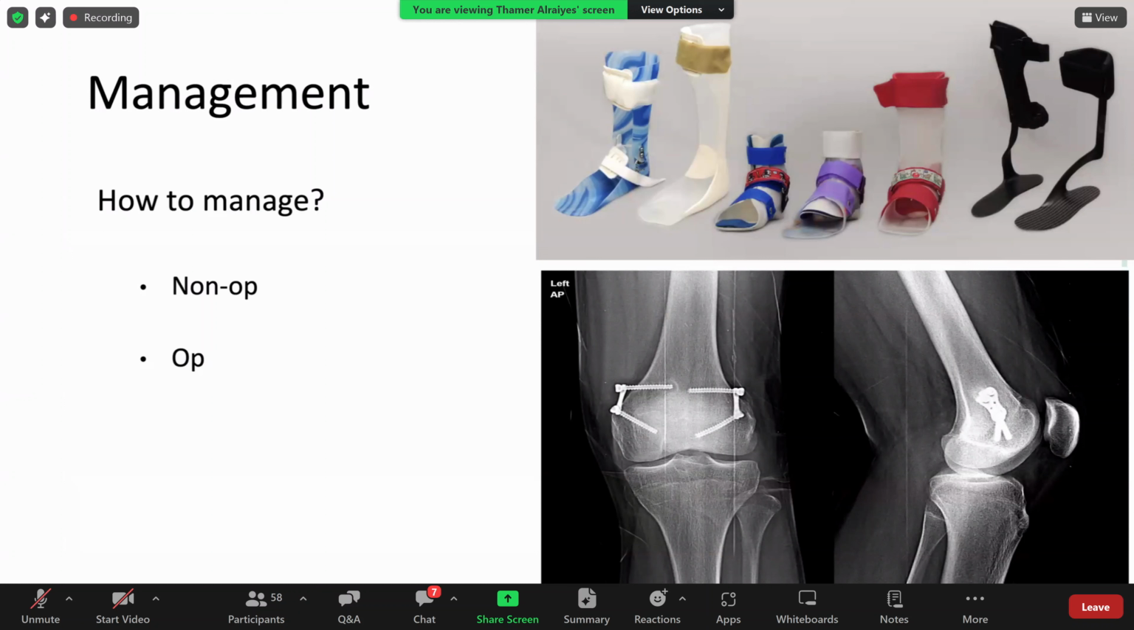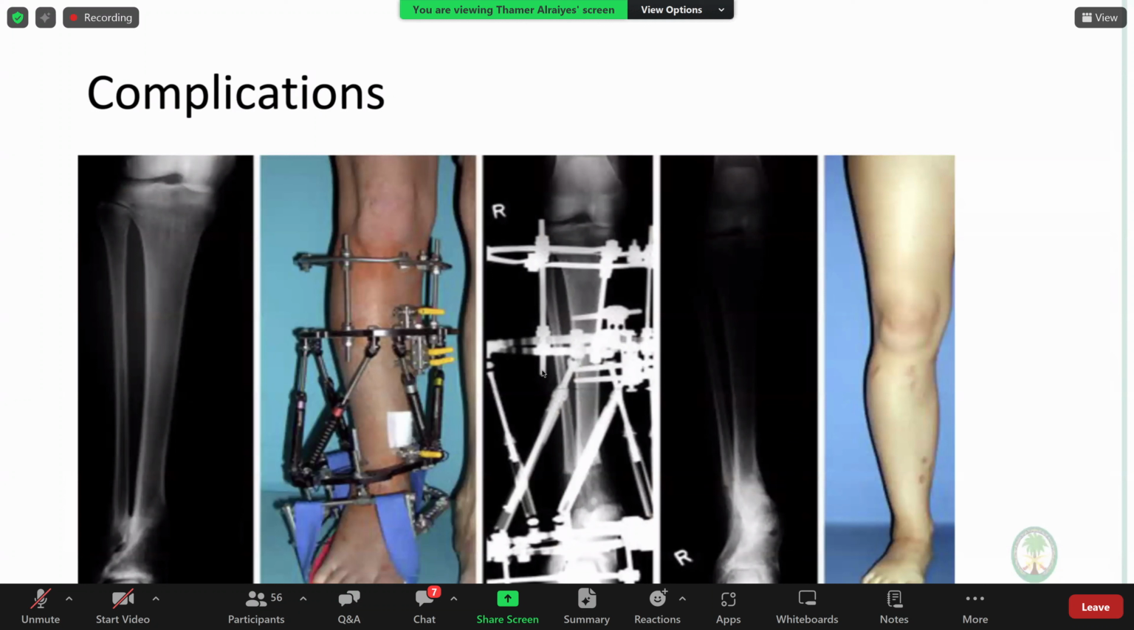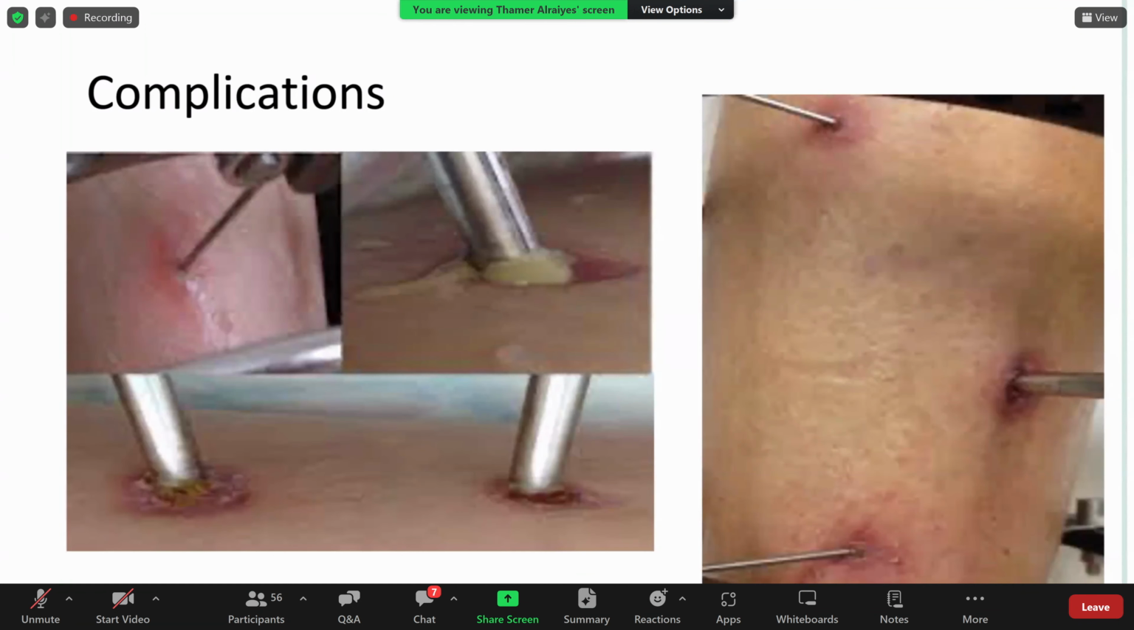So they can have infection, they can have pain, and they can have failure of correction of the deformity, but the most common thing is infection. And how do you identify that? Sometimes you can see some pus coming out or redness or pain from the patient.